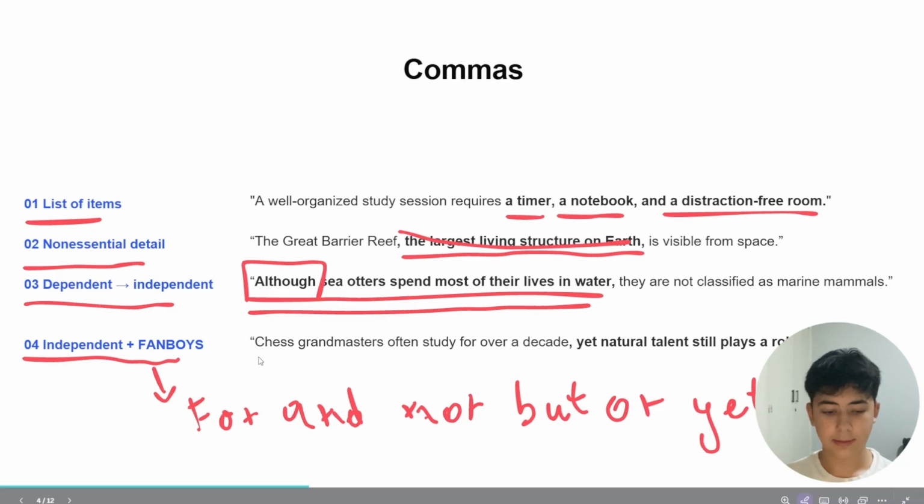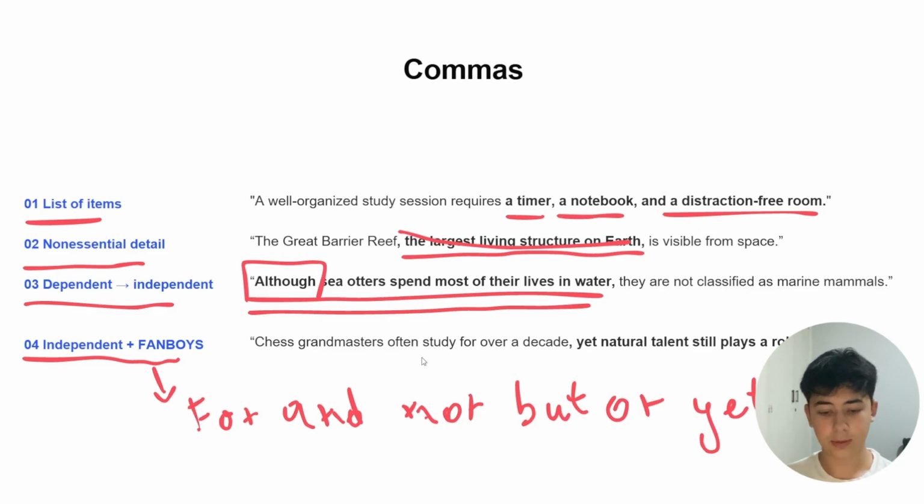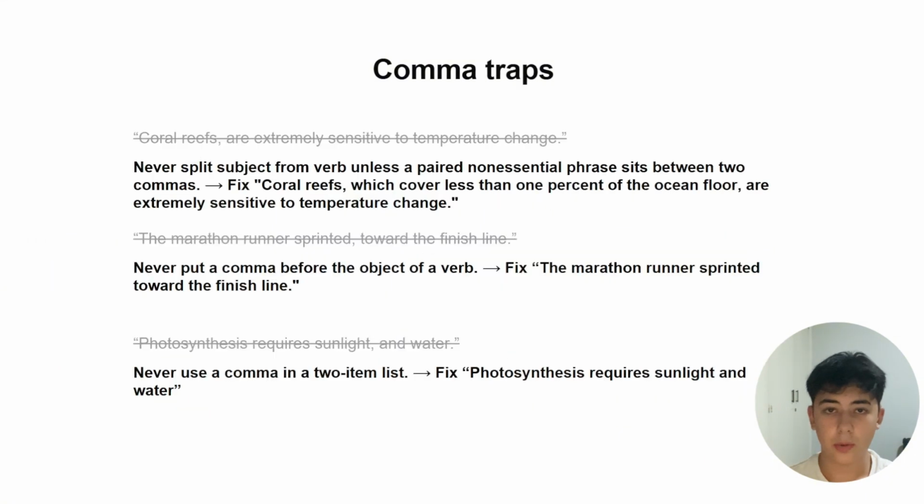So let's read this sentence here. Chess grandmasters often study for over a decade, yet natural talent still plays a role. So in this case, you're using a comma to link two independent clauses here. You have one independent clause, and then you have another one, and you're linking it using a comma and a conjunction here, a fanboys conjunction in this case. So now let's discuss some common traps while using commas.